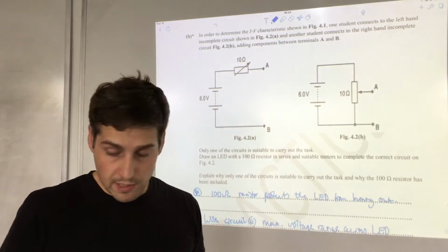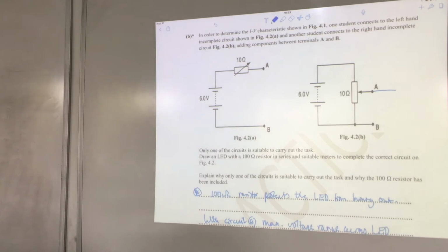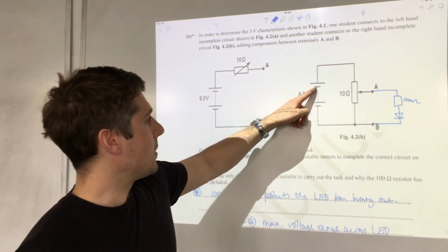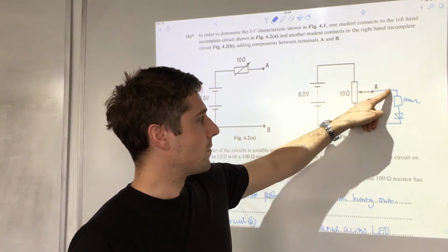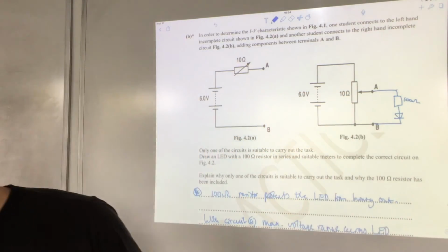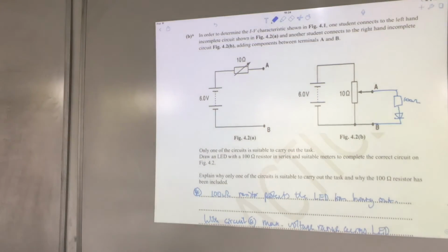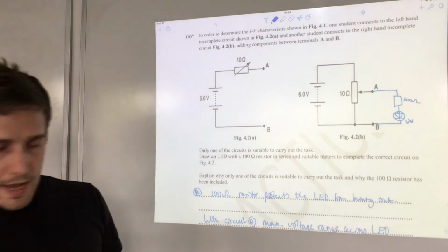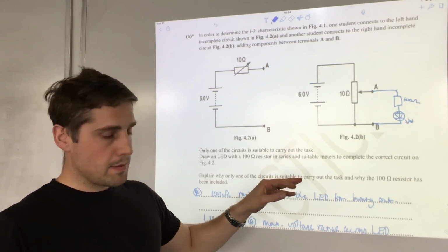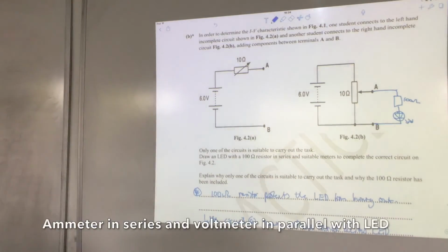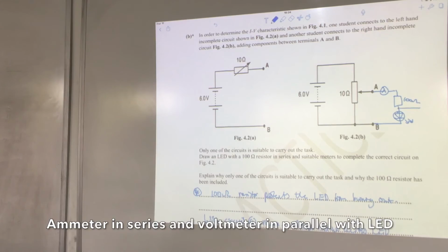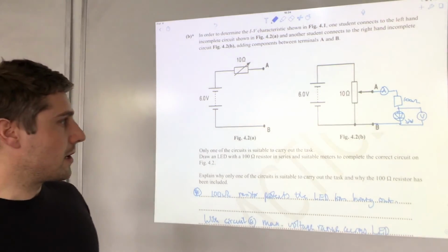So I now draw my arrangement on here. The positive terminal was here, so the current will flow this way through, so I need to get the polarity right. And the meters I need to put in as well. And that's the circuit I need.